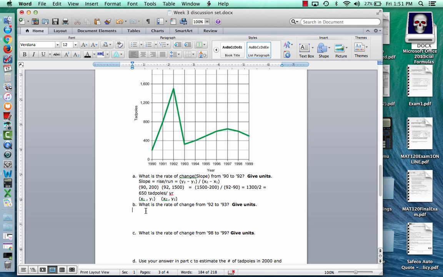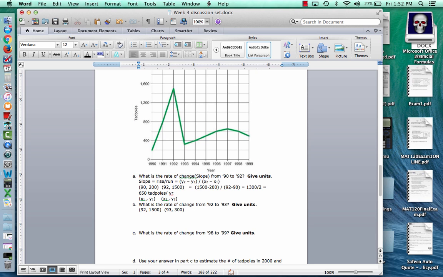Alright, so I'm going to go through the formula again. I'm going to label my points. So it says, what is the rate of change from 92 to 93? Well, 92, we already know the point. So it was 92, 1,500. We used that from the last one. And then 93, the year is 93. The number of tadpoles here, I'm going to estimate, is 200, I'm going to say this is 300. If you said a little more, I guess that's okay. So it's 300. And it says give the units.